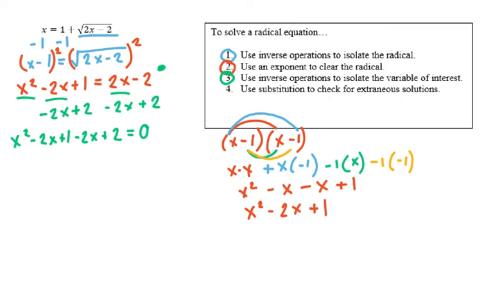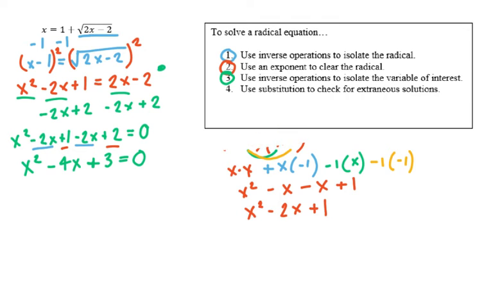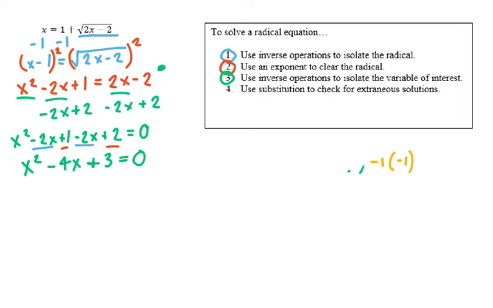So now we want to combine our like terms here. So we have x squared, we have negative 2x and negative 2x, which will leave us with negative 4x, and we have 1 plus 2, which will leave us with a positive 3. We're going to set that equal to 0. We have now written our equation as a quadratic that is set equal to 0. So we can solve for x by finding the x values that will make this quadratic equal to 0. To do so, we are going to factor our quadratic. So we are going to use the diamond method.